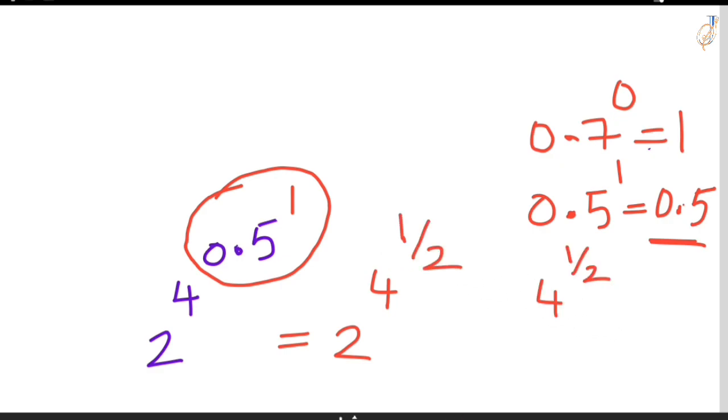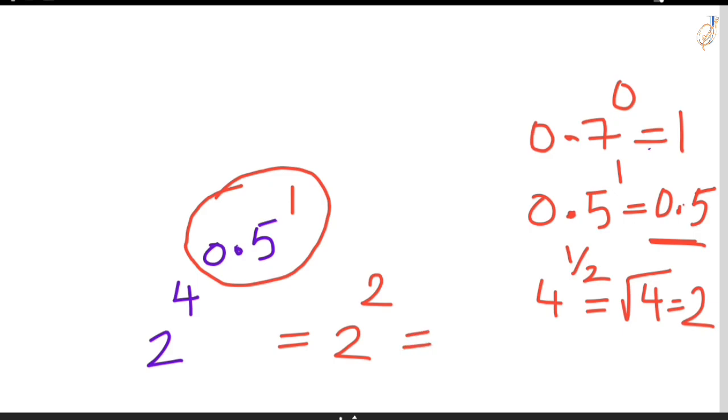Now 4 raised to the power of 1 by 2 is nothing but root 4. We know that root 4 value is 2. So let's take 2. And 2 raised to the power of 2, the value is 4. This is the final answer.